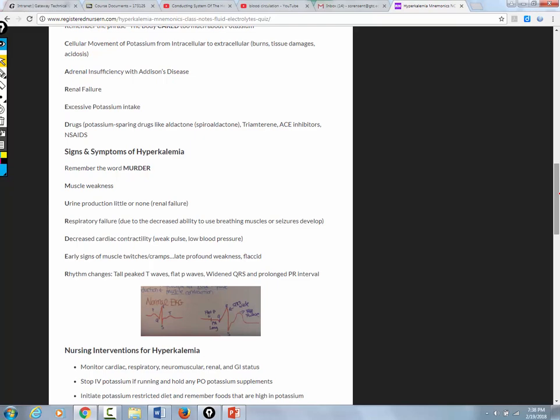Okay, this is how they teach you how to remember the signs and symptoms of hyperkalemia: murder. Okay, write that down. Oh, yeah, look. Rhythm changes. Tall peaked T waves. Widened QRS.